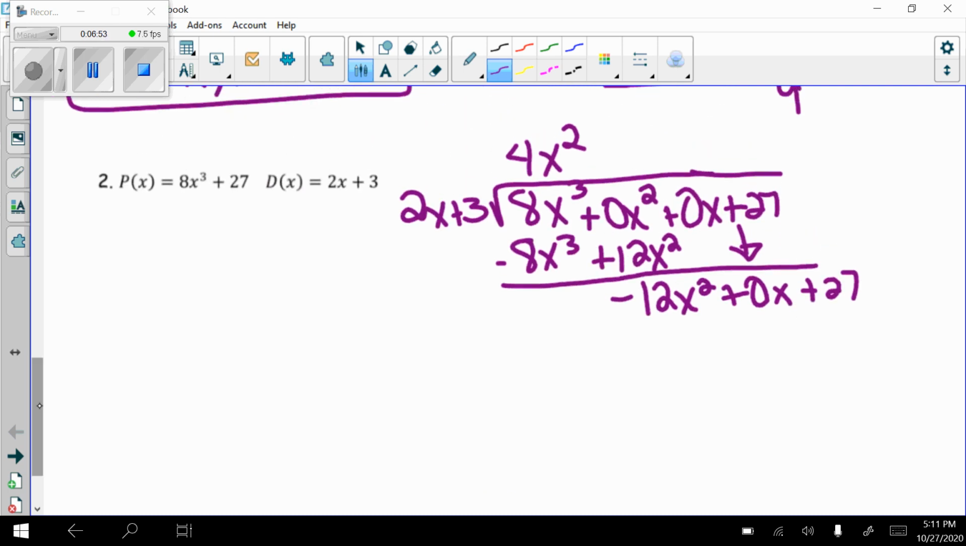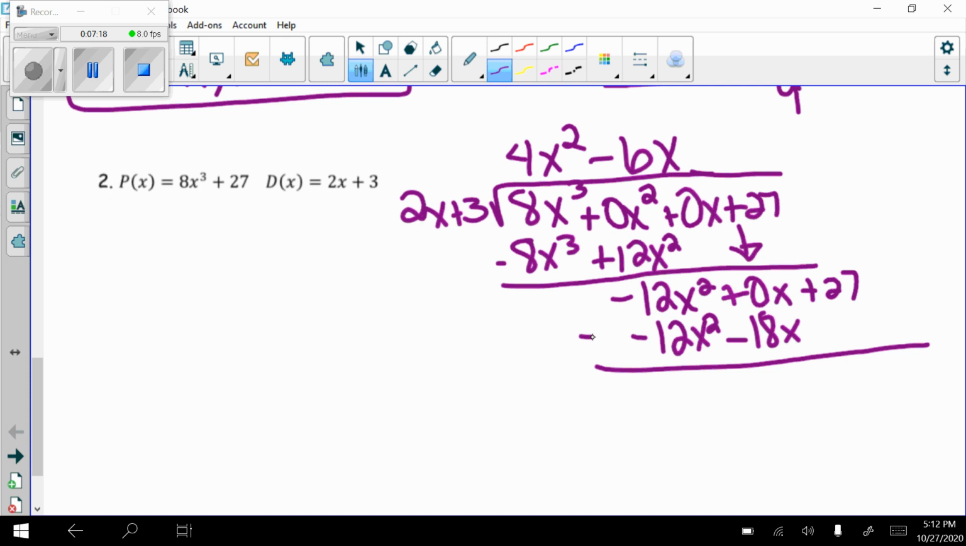So now we ask ourselves, what do we have to multiply 2x by to get negative 12x squared? 2 times negative 6 gets me negative 12. X times x gets me x squared. So then we multiply the negative 6x by the 2x plus 3, and we get negative 12x squared minus 18x. Subtract. All right, 12x squareds cancel. If that first term doesn't cancel, then you know that you picked the wrong thing to divide by. 0x minus negative 18x turns to positive 18x, and my 27 comes straight down.